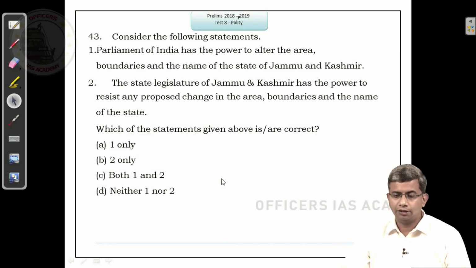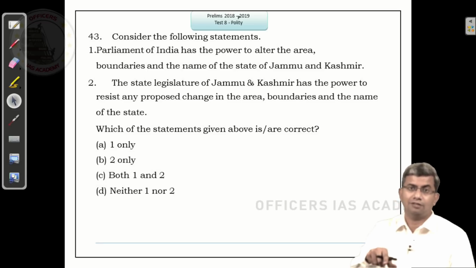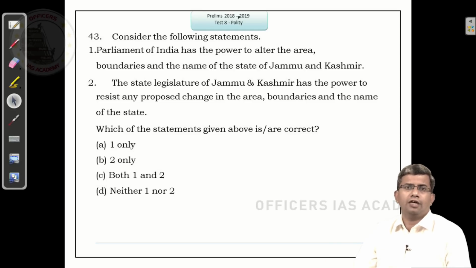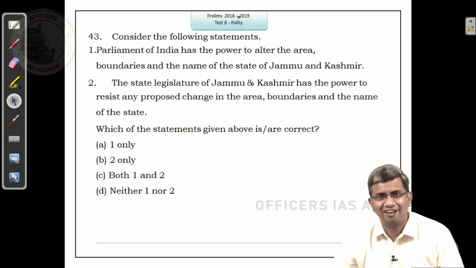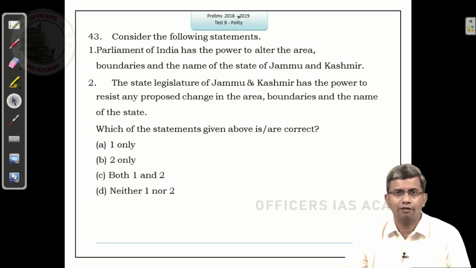Consider the following statements. Parliament of India has the power to alter the area, boundaries and name of the state of Jammu and Kashmir. Of course it does. Article 3 extends to the whole of India. The state legislature of Jammu and Kashmir has the power to resist any proposed change in the area, boundaries and name of the state. Now this is unique to Jammu and Kashmir because people of Andhra protested against Telangana being bifurcated. That was because most of them had properties in Hyderabad, but that was just on a lighter vein. But there was protest in Andhra Pradesh, but the center went ahead and did it.